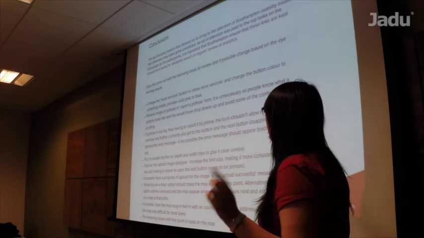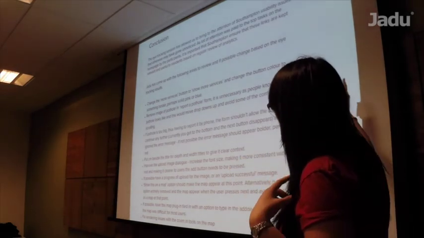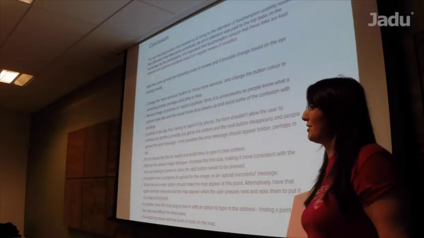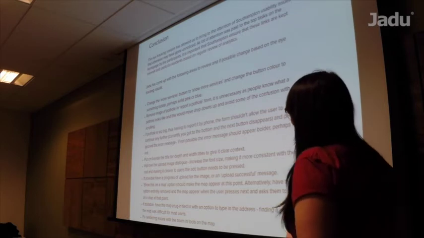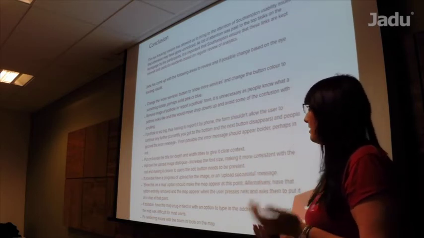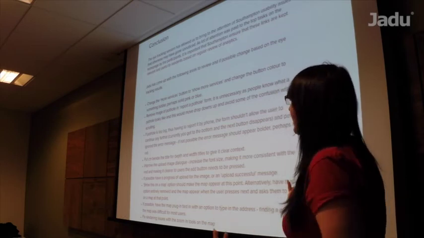This is just the last page in the report as an example. We did a big long list of things that they could change. So more services to show more services, change the button colour, remove the image of a pothole because everyone knows what a pothole looks like if they're reporting a pothole. That image was making users have to scroll to find the further information, and then they weren't finding it. There was also an issue in that form.